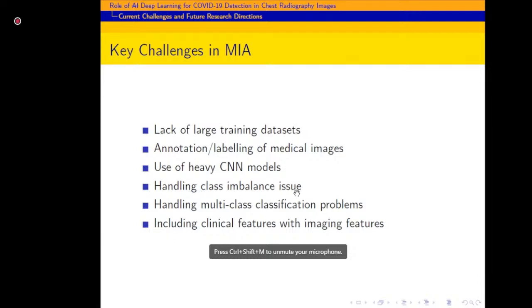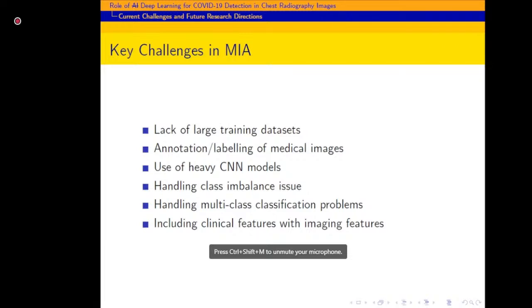Handling class imbalance is also one of the important problems in this field, because what you will find is that the number of abnormal cases is always less compared to the number of normal cases. So let's say I am solving a medical image analysis problem where I'm using a data set. My data set contains 1,000 images, but one class contains 100 images and another class contains 900 images. And of course, there's an imbalance problem here, right? So can I develop a model which will not be biased towards the majority class? That's the problem of imbalance.